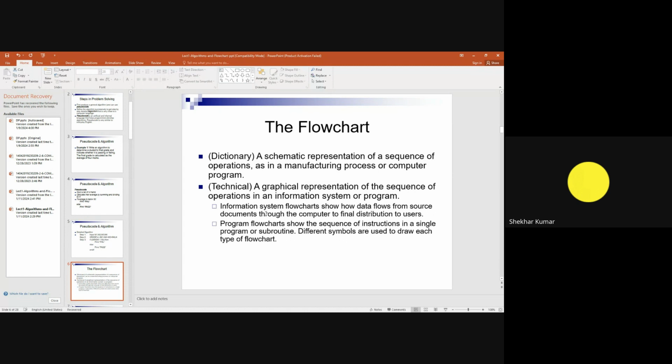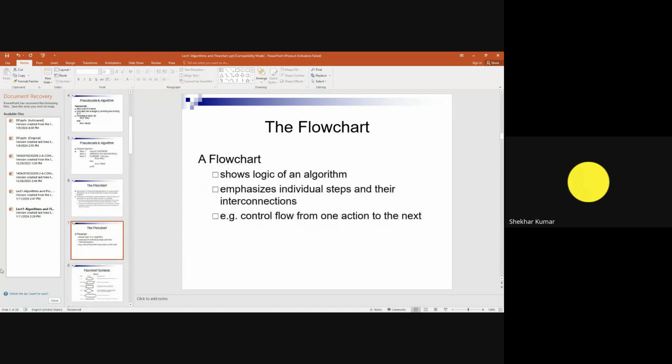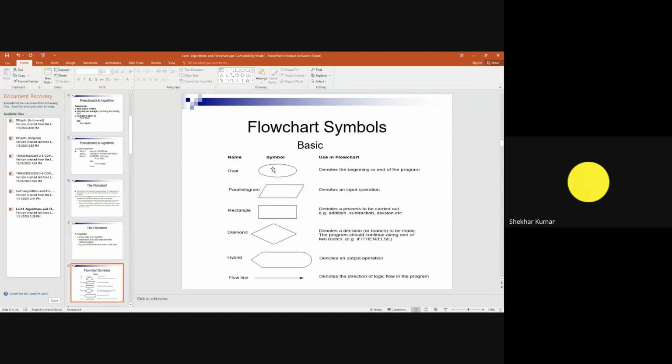So how will you draw a flowchart for the same problem? A flowchart shows the logic of an algorithm and data flow. It emphasizes your individual steps and their interconnections. And it also describes the control flow from one action to the next. So we use different flowchart symbols. These symbols are these.